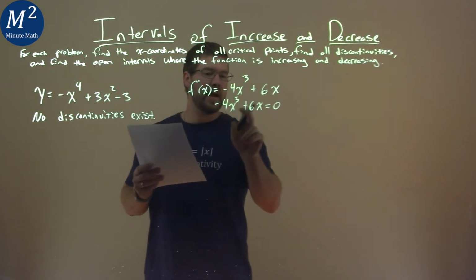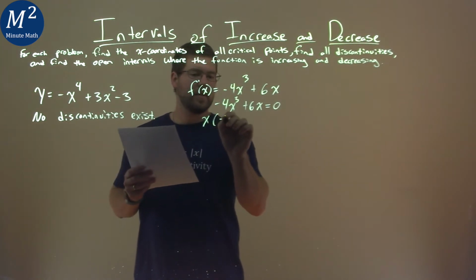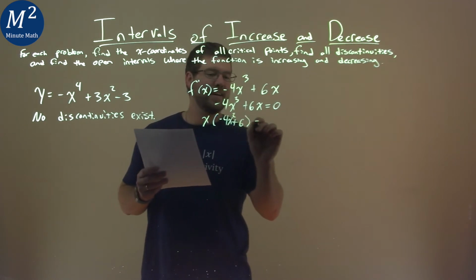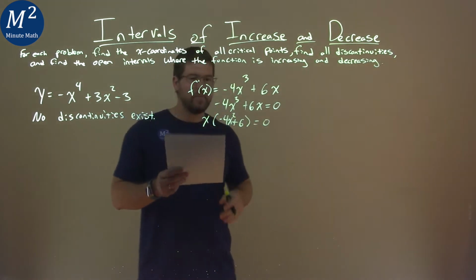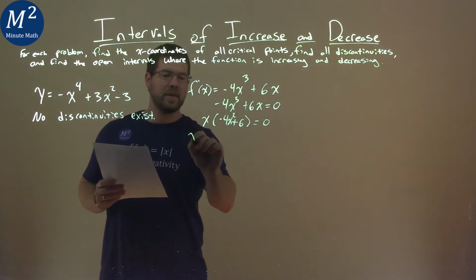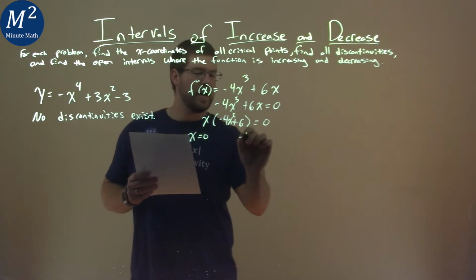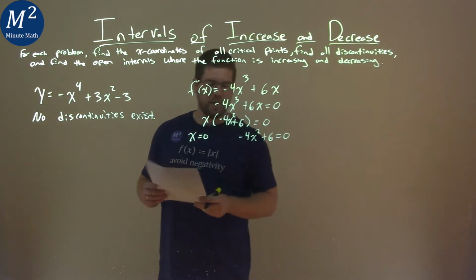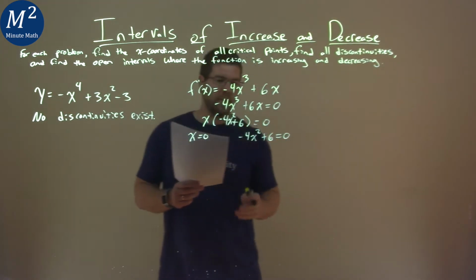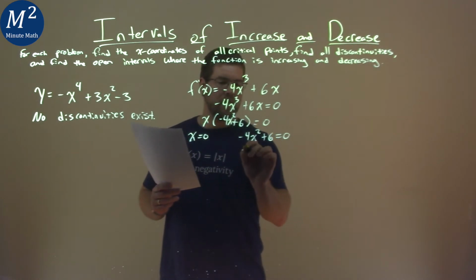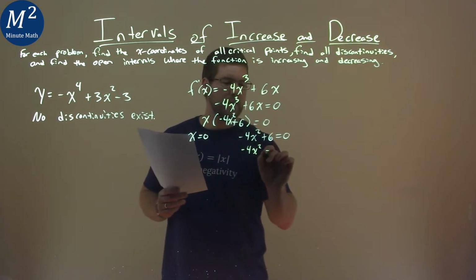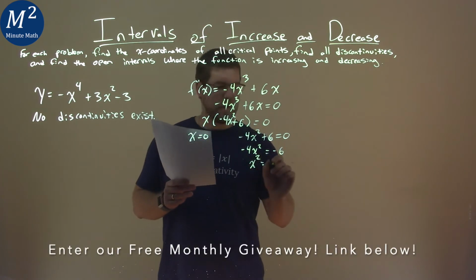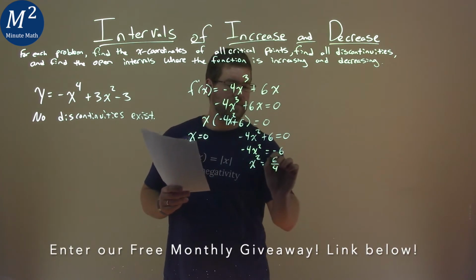And then from there we're solving. So I first factored out x here, and I have x times negative 4x squared plus 6 equals 0. Now we can set both parts equal to 0. x equals 0, got one, and negative 4x squared plus 6 also equals 0. Now subtract 6 from both sides. We have negative 4x squared equals negative 6. Divide both sides by negative 4, and x squared equals a positive, let's keep it at 6/4.